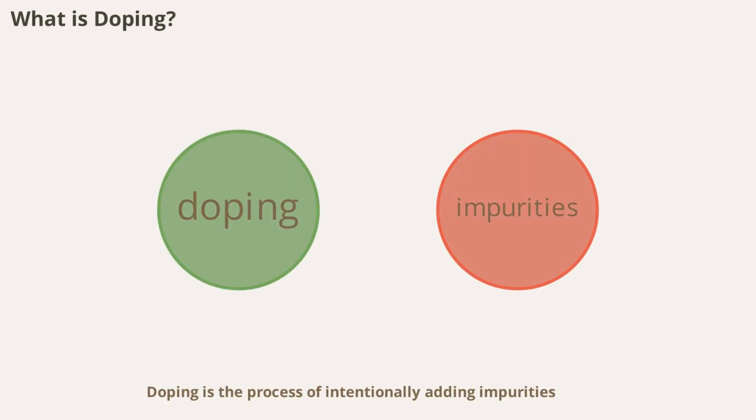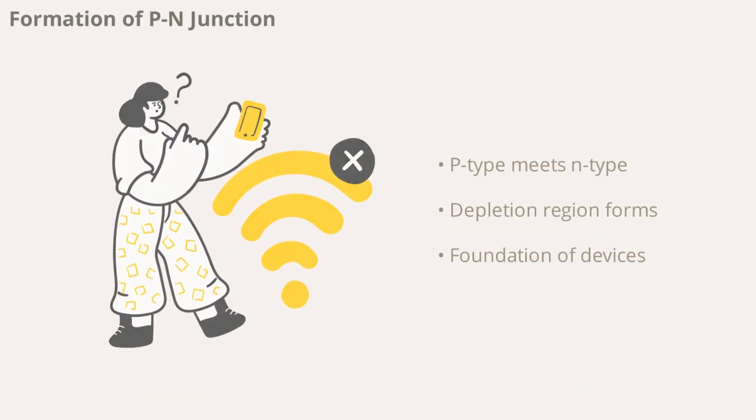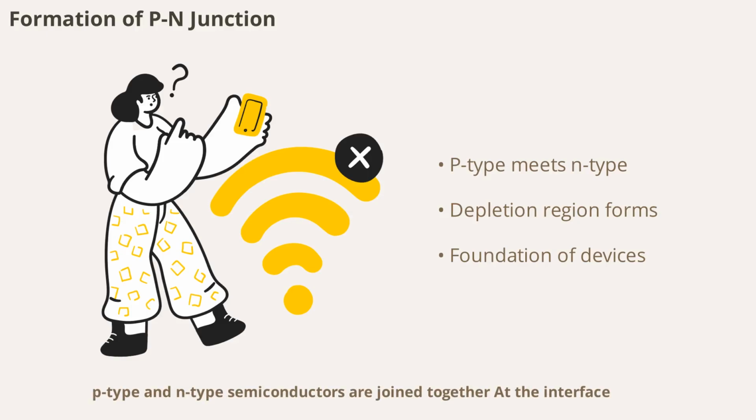Doping is the process of intentionally adding impurities to a pure semiconductor to modify its electrical properties. By introducing atoms with more or fewer electrons than the host material, we can control the number of free charge carriers. This process is essential in the fabrication of all modern electronic devices, as it allows for precise control over how semiconductors conduct electricity. A P-N junction is formed when P-type and N-type semiconductors are joined together.